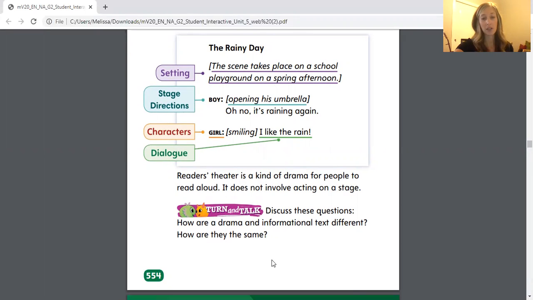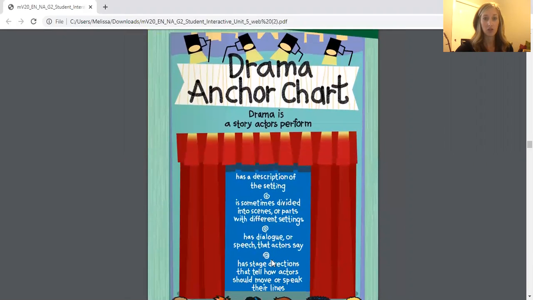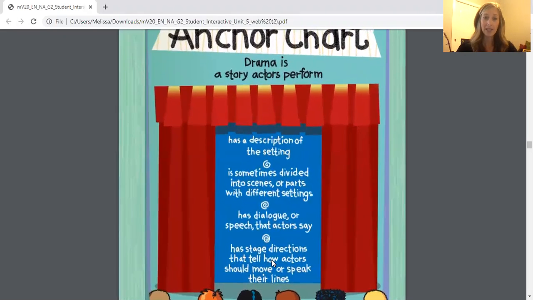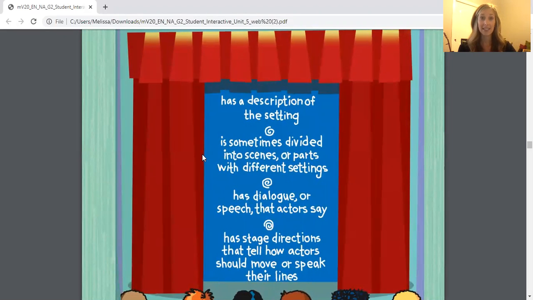Okay, let's go ahead and take a look at the anchor chart to match what we've just talked about. So again, we're talking about a drama, and it's a story that actors perform. It's a play. So in a drama, we always have a description of the setting, and it's sometimes divided into different scenes or different parts. And so there can be different settings. So sometimes when the setting changes, the scene changes. So maybe it's taking place at someone's house, and then maybe they go outside. That's a scene change. Now it's taking place out in the driveway.